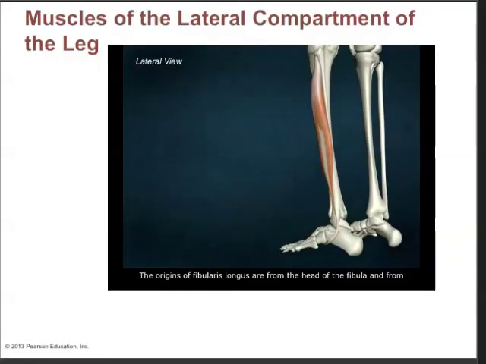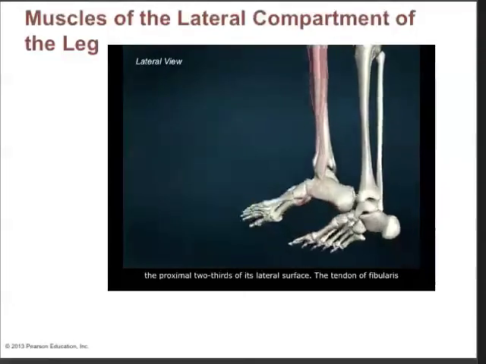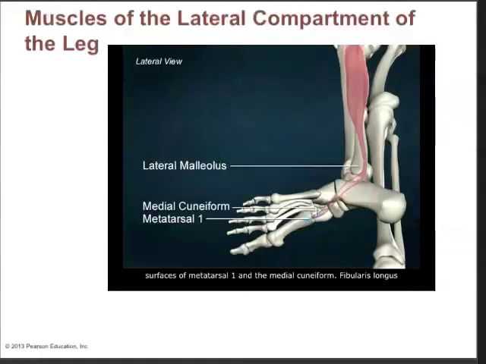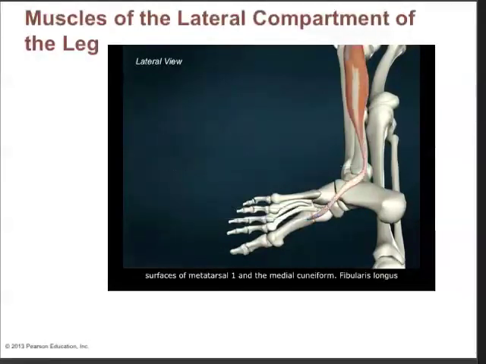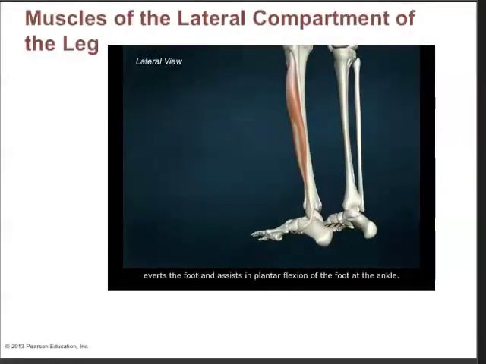The origins of fibularis longus are from the head of the fibula and from the proximal 2/3 of its lateral surface. The tendon of fibularis longus passes posterior to the lateral malleolus of the fibula and then medially across the foot to the sole. Its insertions are to the lateral surfaces of metatarsal 1 and the medial cuneiform. Fibularis longus everts the foot and assists in plantar flexion of the foot at the ankle. It is innervated by the superficial fibular nerve.